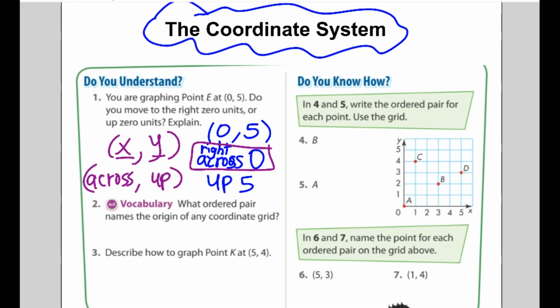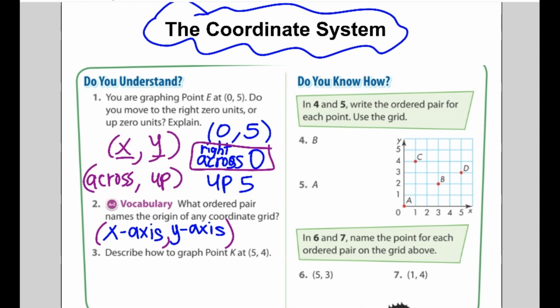Now, number 2 says, what ordered pair names the origin of any coordinate grid? I think they were asking for the X and the Y, but I'm going to tell you that it's the X axis and the Y axis. So let's write it this way. I want us to get in the practice of putting it in the parentheses the correct way. So we're going to say X axis. That's the name of it for the X. That goes to the right. And then Y axis goes up and down. So X axis is left and right. Y axis is up and down.